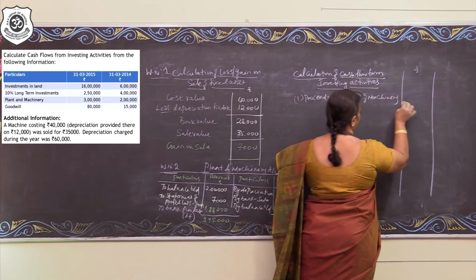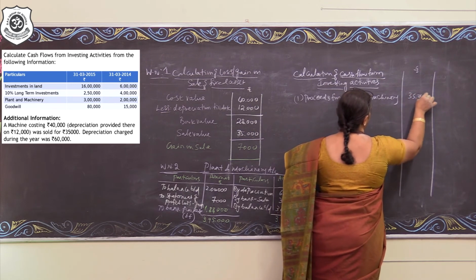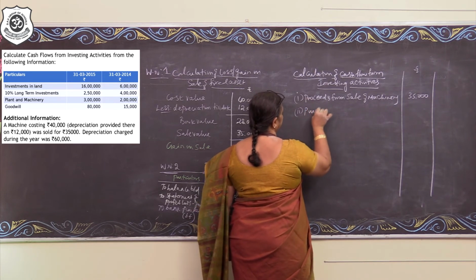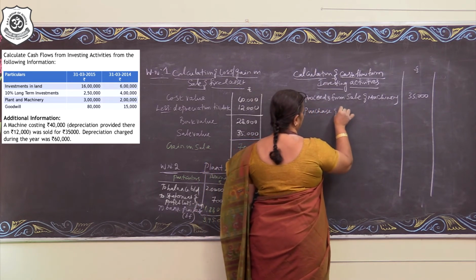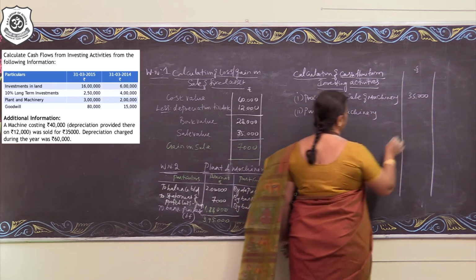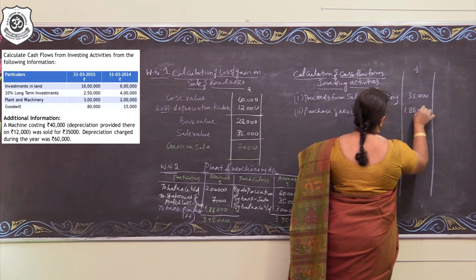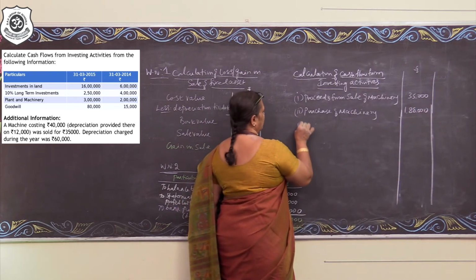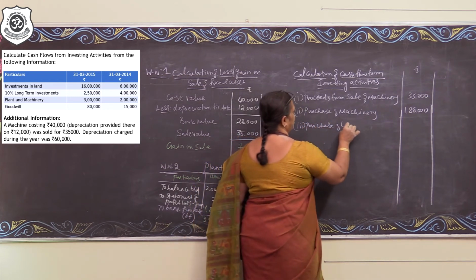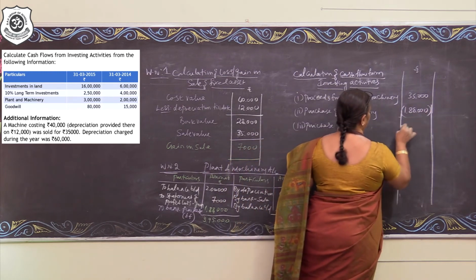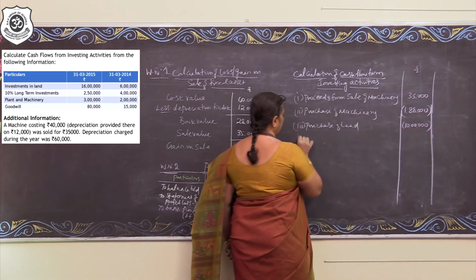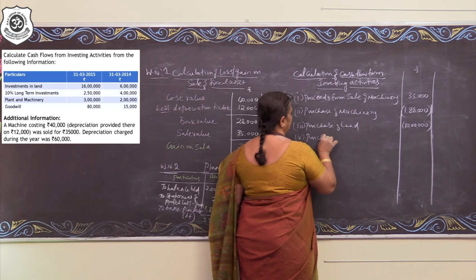Proceeds from sale of machinery is 35,000. Number 2, purchase of machinery is 1,88,000. Number 3, you have purchase of land, 10 lakhs, and purchase of intangible asset.